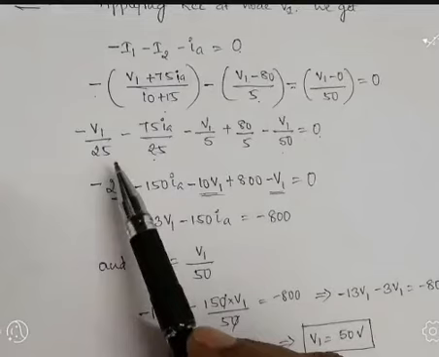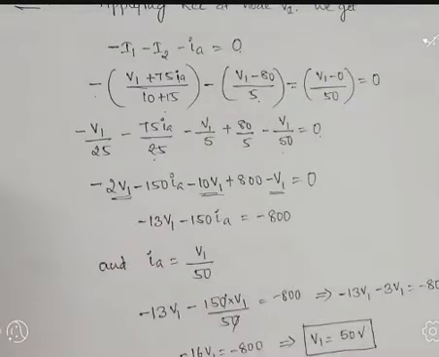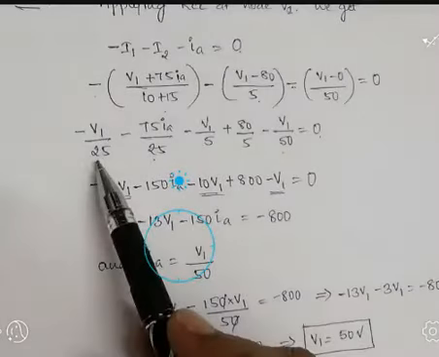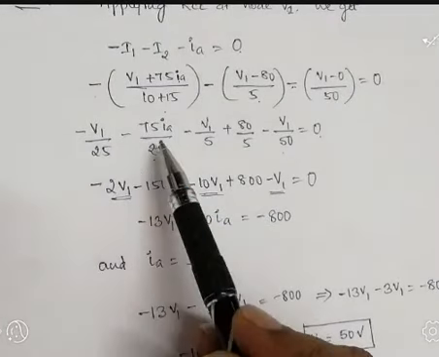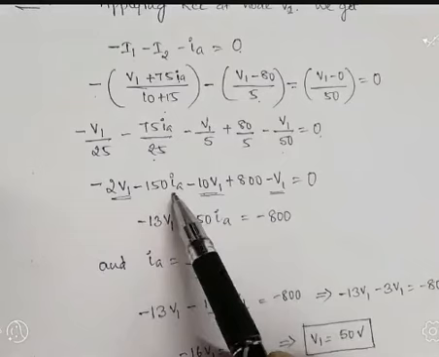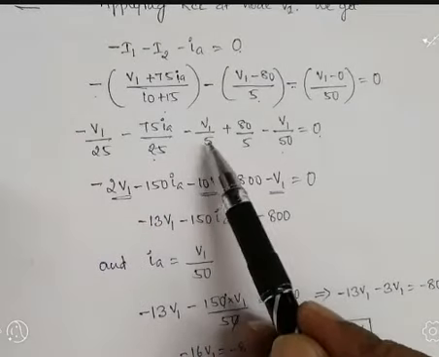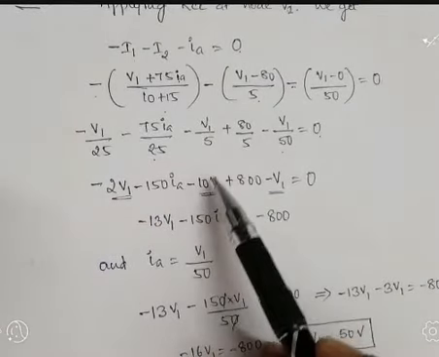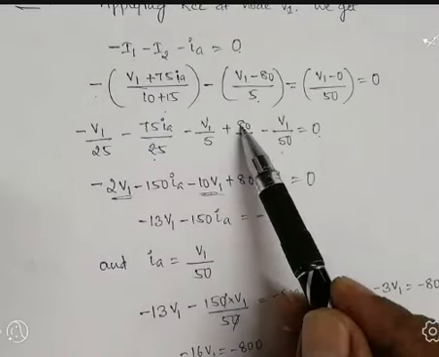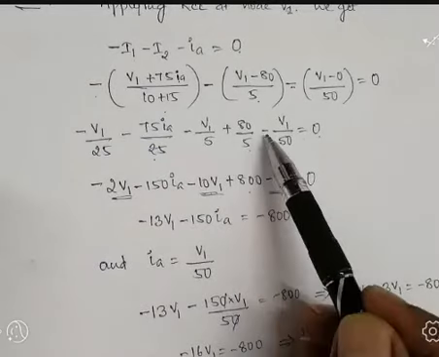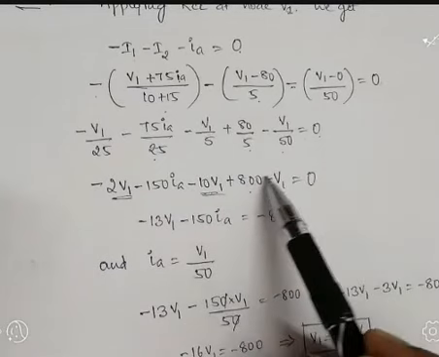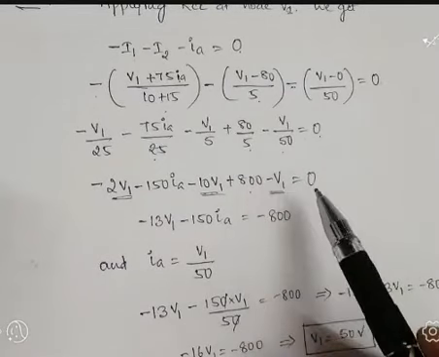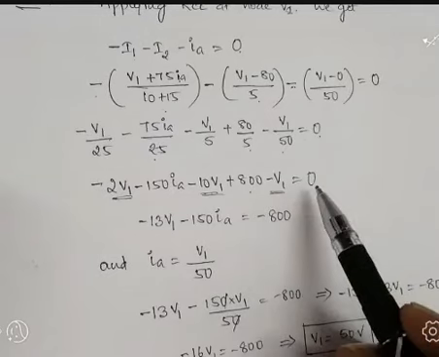Here the denominator 25 is there, hence the LCM is 50. So it becomes minus 2 V1, minus 75 into 2, 150 IA, minus here 5 is there, hence it is 10 V1, plus here also 5 is there, 8 into 10, 800, minus 50 is there. So as it is V1 is equal to 0. The LCM term, that is 50, I will take to the right side of the equal sign. 0 multiplied by 50 becomes 0.